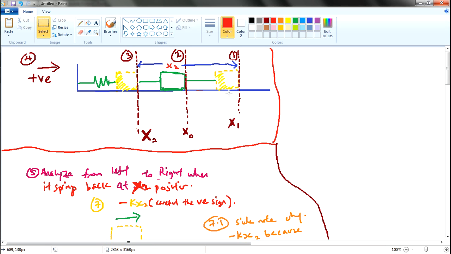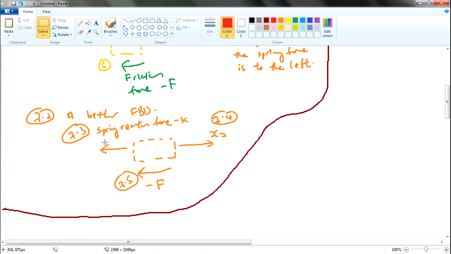So when it springs back up, your force is going in this direction, right? There is a force going towards this direction because you want to spring back out. So the spring itself wants to resist the force that is going to spring back. Therefore, the spring reaction force is actually minus k.